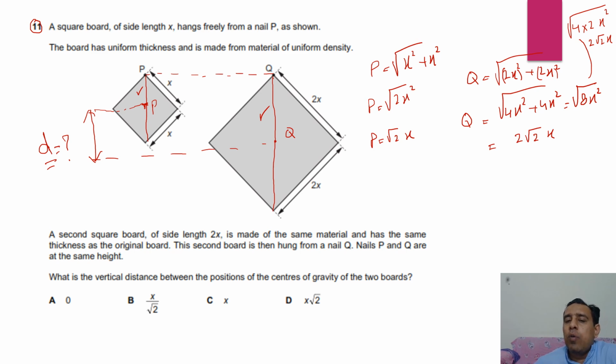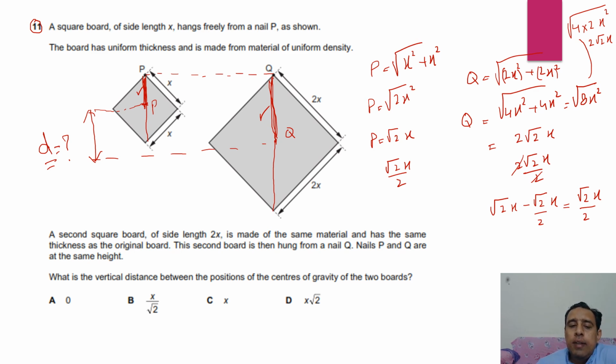Now these lengths are required, so by dividing them, under root 2x by 2 is this length, which is the bold one, and 2 under root 2x by 2 is this length. So we are going to subtract these two lengths to get the answer. It's cancelled here. So under root 2x minus under root 2x by 2. By subtracting, this is 1, this is half, so the answer is half under root 2x by 2. This is the answer, but here the answer is not matching the options.